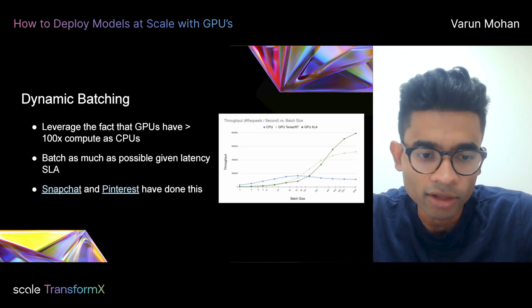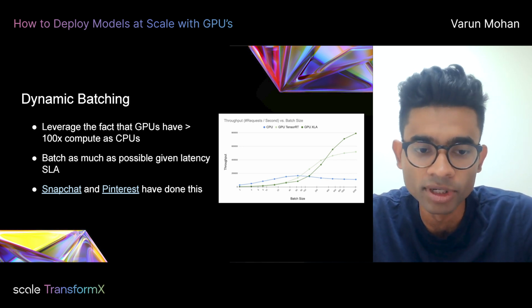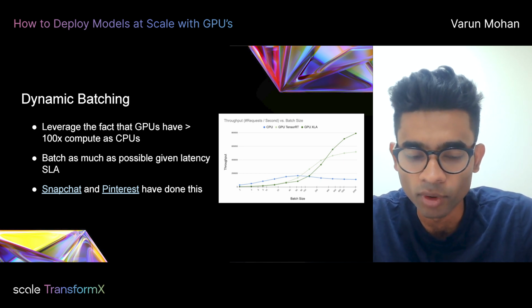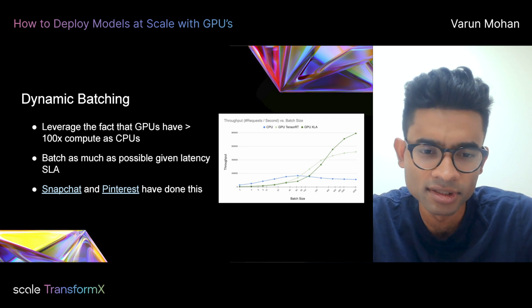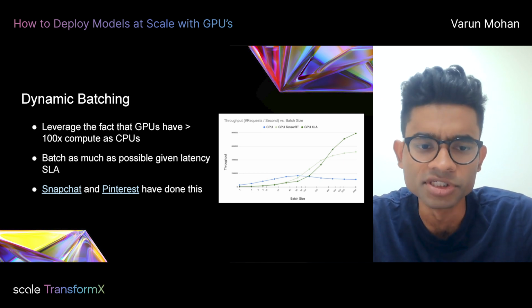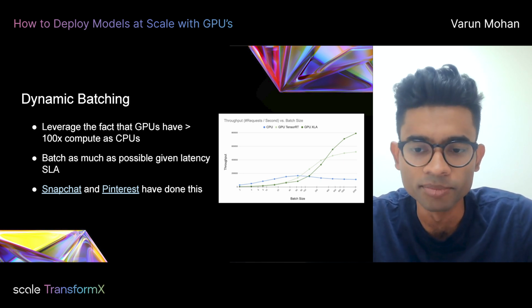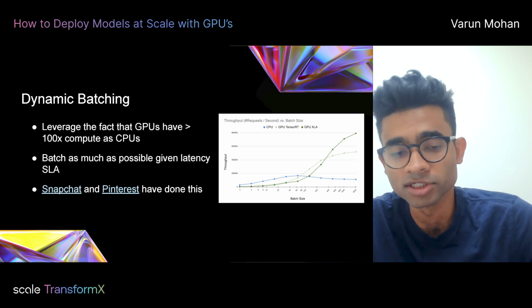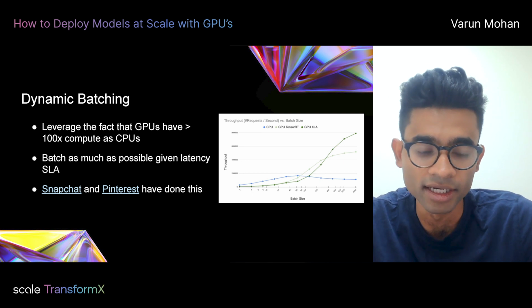Maybe one other thing that's pretty important here is dynamic batching. I think that's the high level takeaway for real time operations. As mentioned before, GPUs have greater than 100x the compute of CPUs available. So clearly, you want to be able to batch as much as possible to be able to hit your SLA.